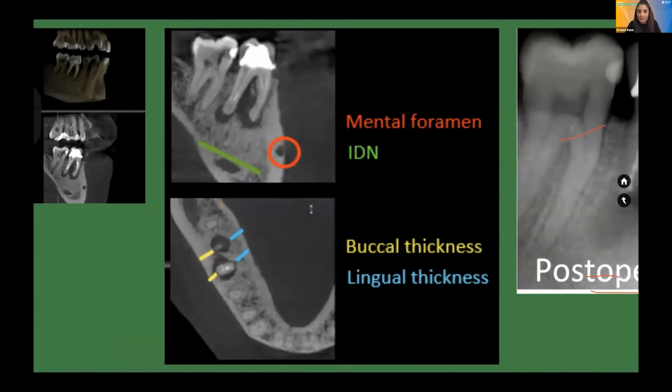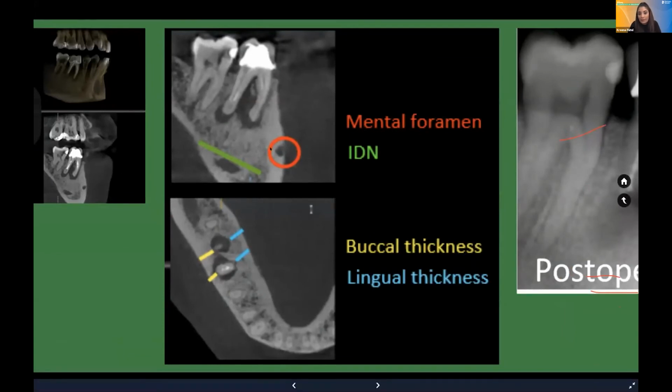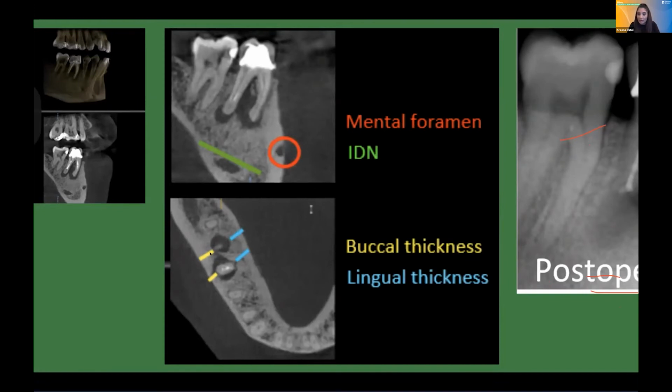So these are the slices that we're seeing here. We can see that the mental foramen is fairly far away from the roots and the root canal. The ID nerve is fairly far away, and we've got a large lesion associated with the base of this tooth. I can measure the thickness of the buccal bone, and therefore I know exactly when I'm going to be reaching the lesion.